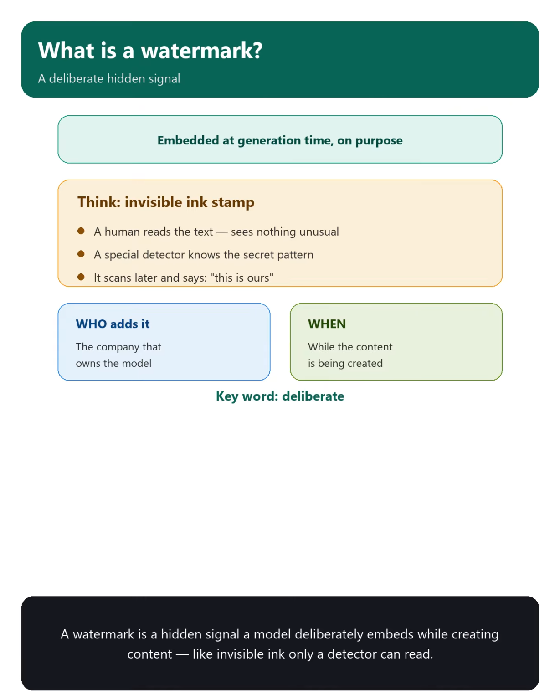A watermark is a hidden signal that a model deliberately embeds into its own output at the moment of generation. Think of it like an invisible ink stamp. A human reading the text sees nothing unusual, but a special detector that knows the secret pattern can scan the content later and say, yes, this came from our model. The key word here is deliberate. Watermarking happens on purpose, while the content is being created, by the company that owns the model.